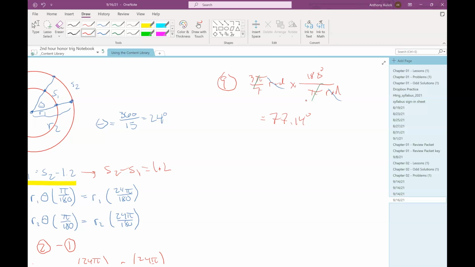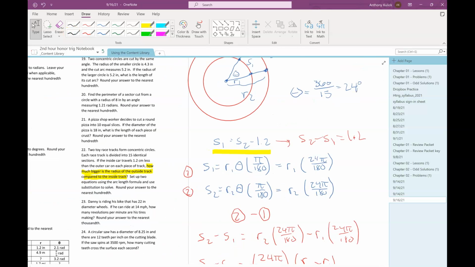Alyssa. 21, please. 21. It's another one of the story problems, right? A pizza shop owner decides to cut a round pizza into 10 equal slices. If the diameter of the pizza is 18 somethings. Grace and Aaron.